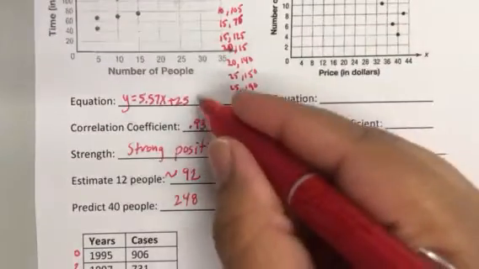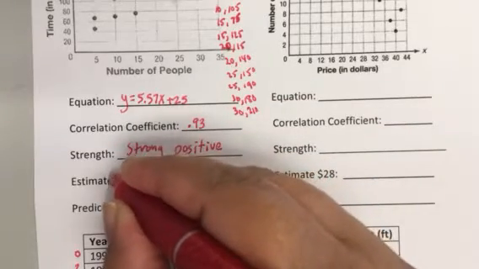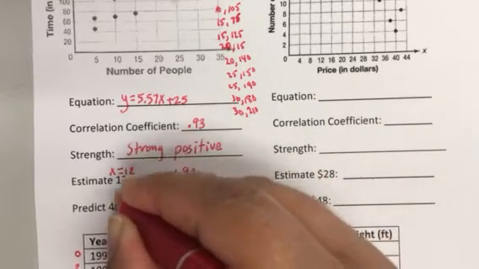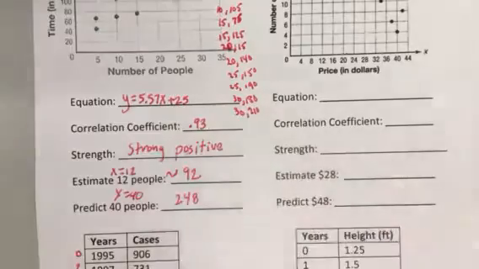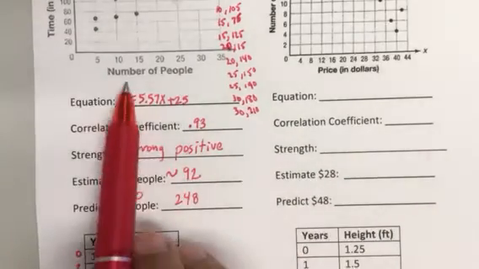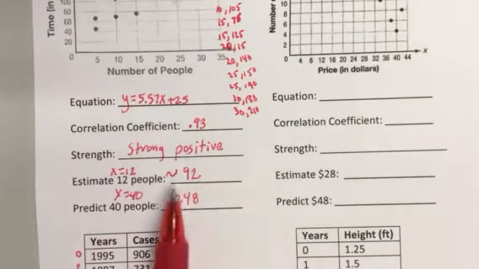We put this equation in the calculator, and remember we were looking for x equals 12 and x equals 40. And how do I know that it's x? Because if I look at the y-axis, it says the number of people.